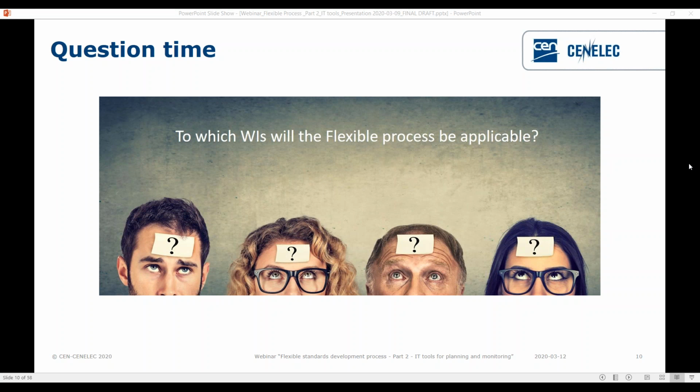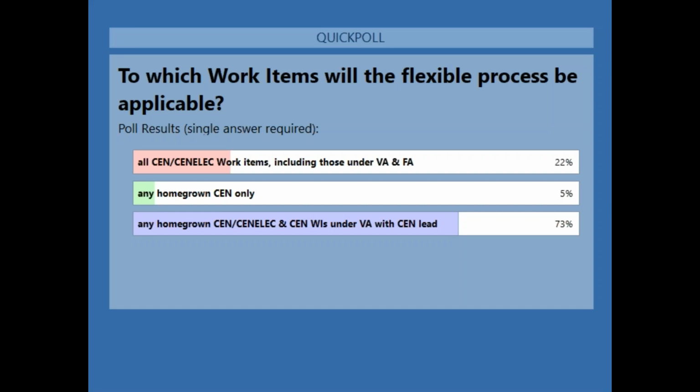So we want to congratulate the 73% of you that gave the right answer, which is the third one. So it's applicable only to homegrown CEN and/or CENELEC standards and to CEN work items under Vienna Agreement with CEN lead. Therefore, for instance, CENELEC work items under Frankfurt Agreement are not included. And also question number 2, any homegrown CEN only, is not correct because it's not complete.